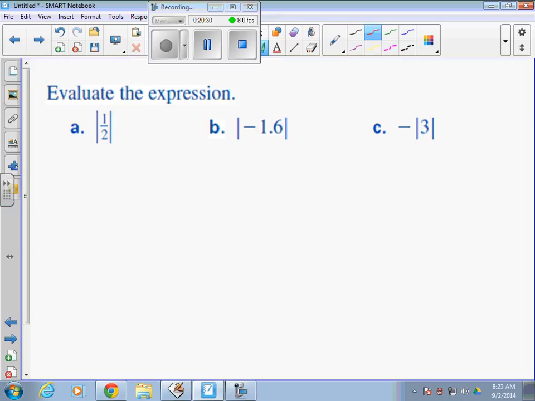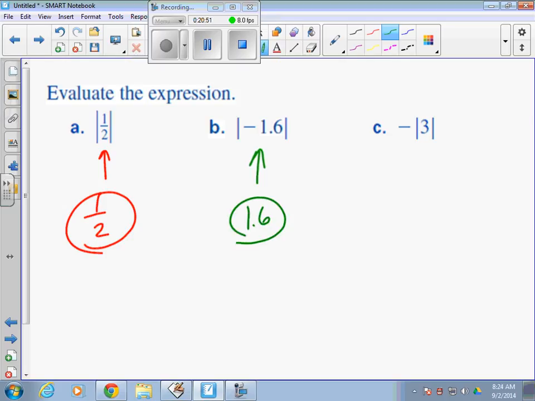Remember, you're not talking about opposites here. So if you were just putting opposite values, go back, we're going to make the change. How far away is 1/2 from 0? That's what those absolute value lines mean. It's 1/2 from 0. How far away is negative 1.6 from 0? It's 1.6 from 0.